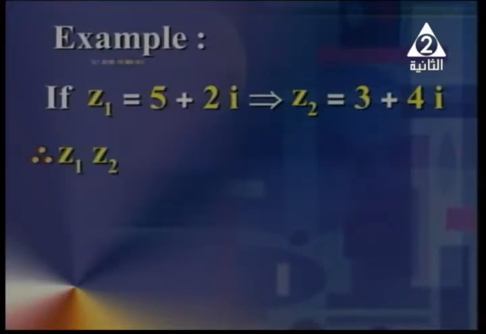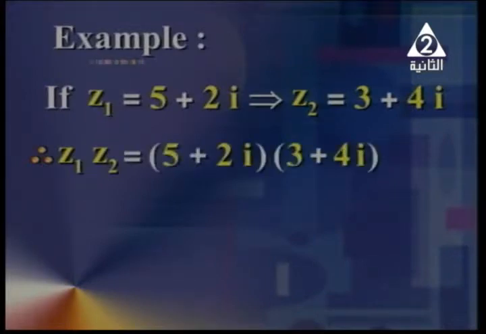What is z1 times z2? Look, we have two brackets. The first bracket contains 5 plus 2i, the second bracket contains 3 plus 4i. What is the product of the two brackets? First times first, second times second, means times means, extremes times extremes.